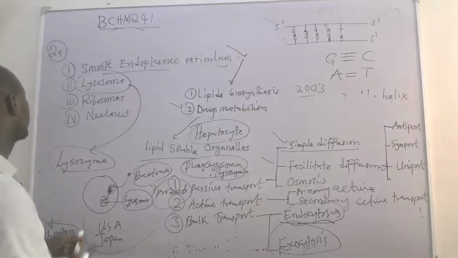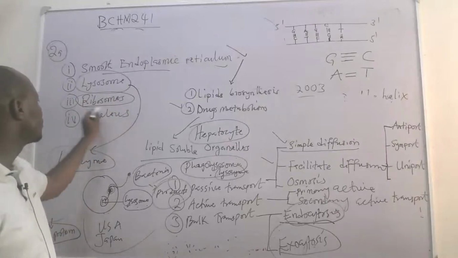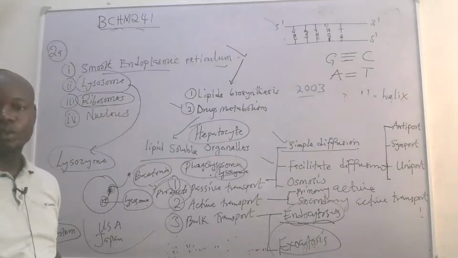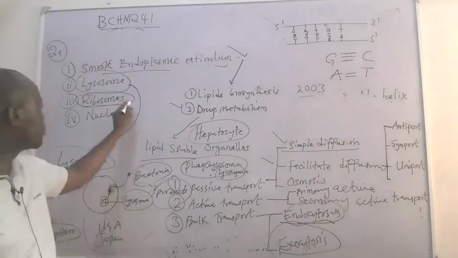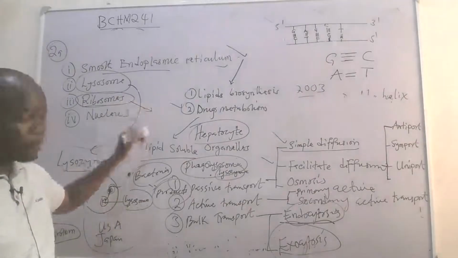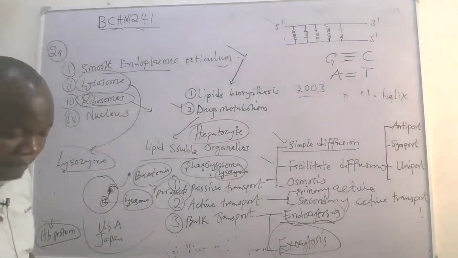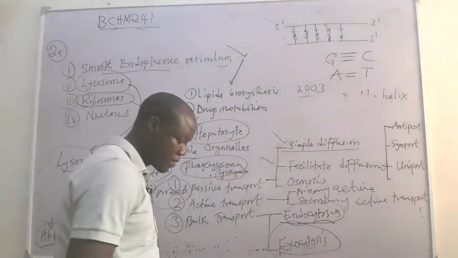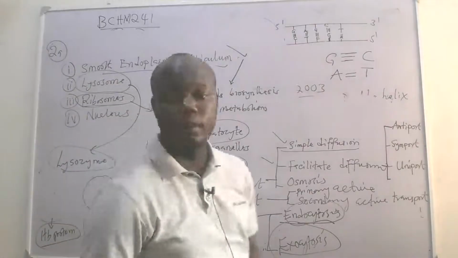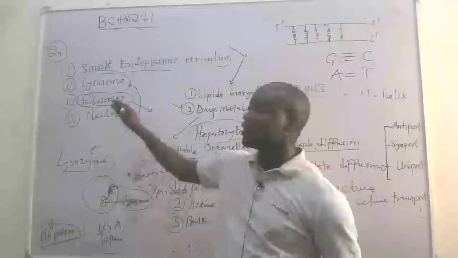So then the next thing is lysosome. Sorry, ribosome. So someone actually mentioned the functions of lysosome. Sorry, ribosome. So the ribosome is also part of the cells that is found in the cytoplasm.